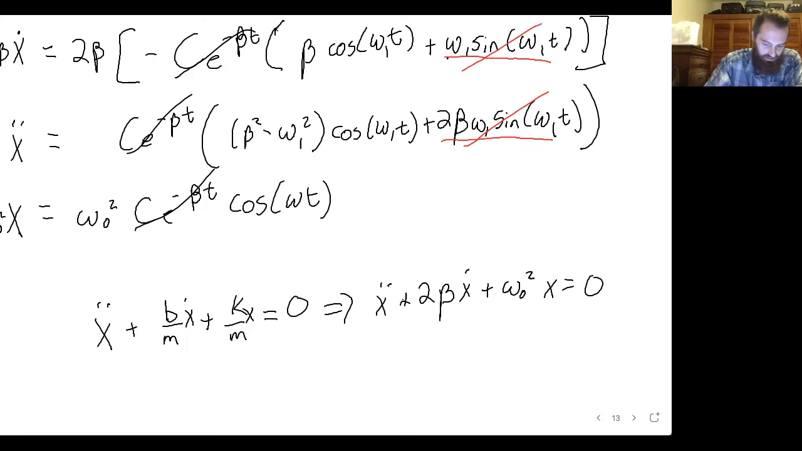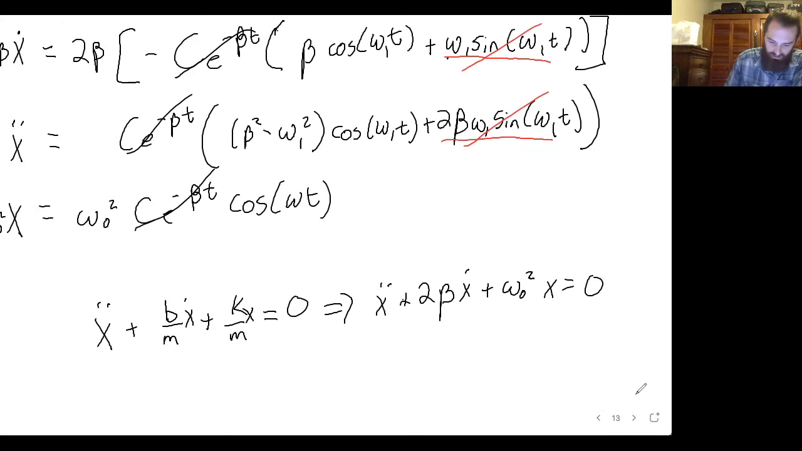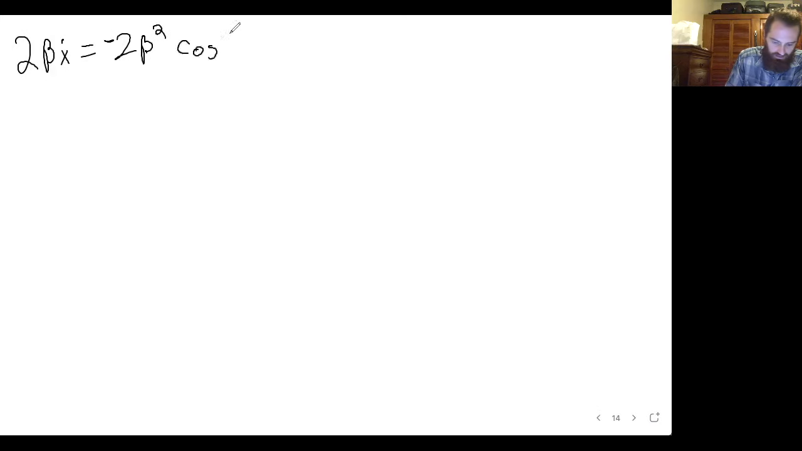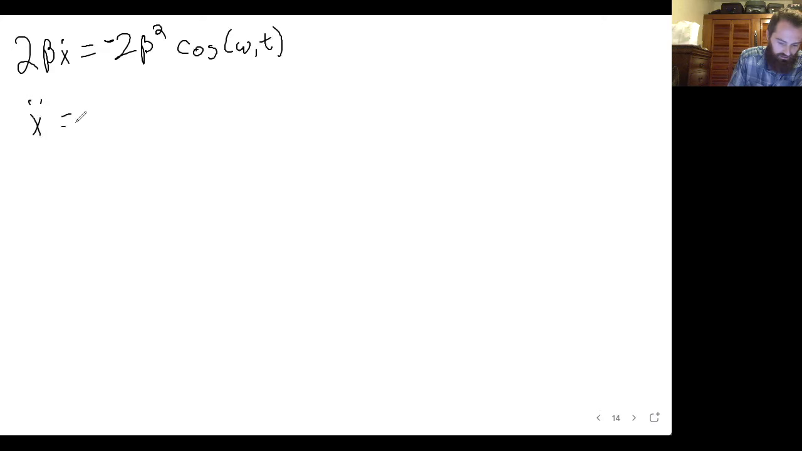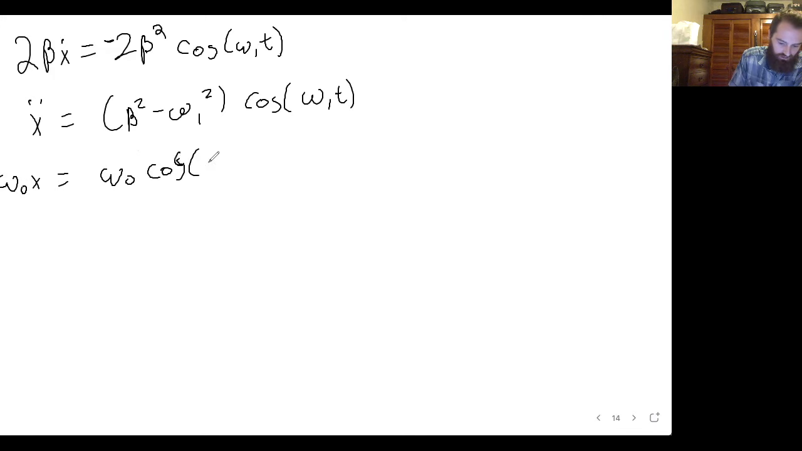Now we've got a, and then maybe we'll rewrite this so that we can start distributing things. So from the 2 beta x dot term, we have 2 beta negative beta squared cosine omega 1 t. In the x double dot term, we've got this beta squared minus omega 1 squared cosine omega 1 t. And from our omega naught squared x, we've got omega naught squared cosine of omega 1 t.